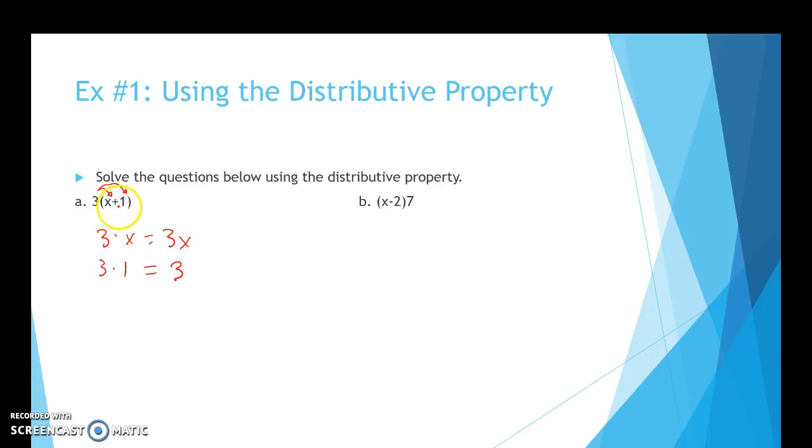Now we're going to add it together because of the sign there. So 3x plus 3. Do we have like terms here? We do not. So this will be my final answer, 3x plus 3 for A.